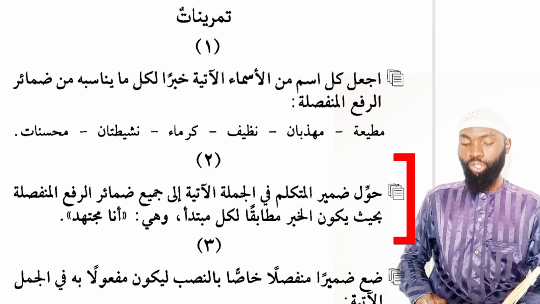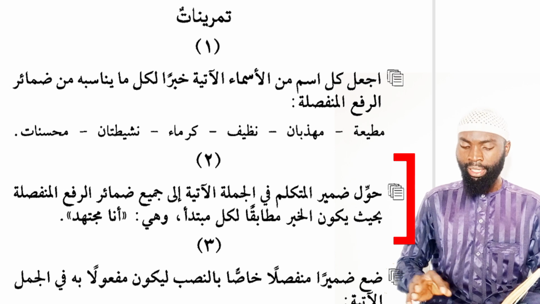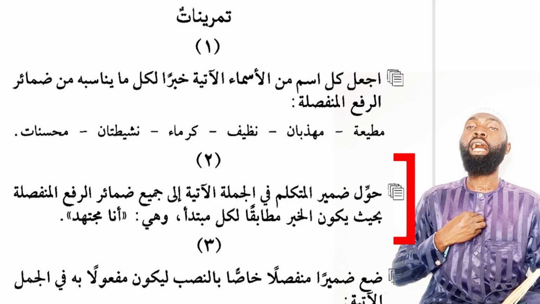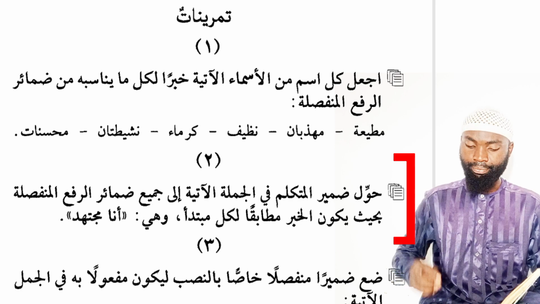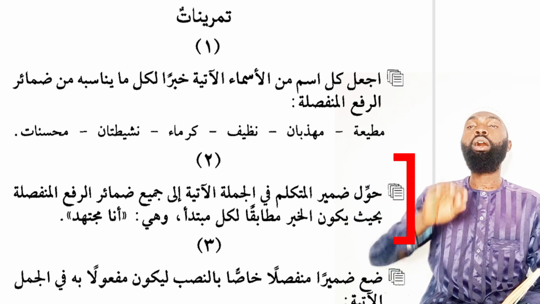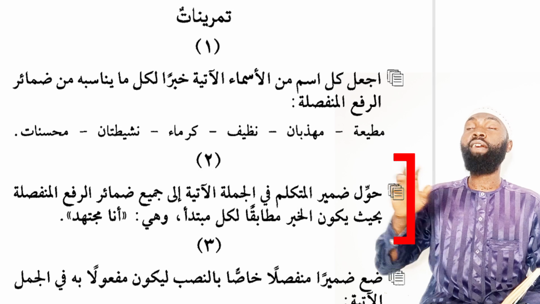Tamrin al-thani, exercise number 2, it says: convert the first person pronoun in the following sentence to all the detached nominative pronouns, such that the khabar agrees with each mubtada'. Now we have this sentence here which says ana mujtahidun, I am serious, I'm hardworking. So the word ana here, which is I, you are to replace it with all of the nominative pronouns that we have learned.